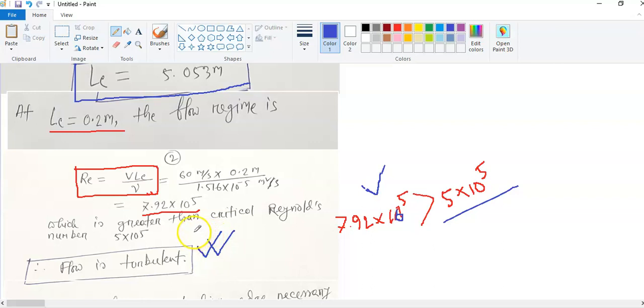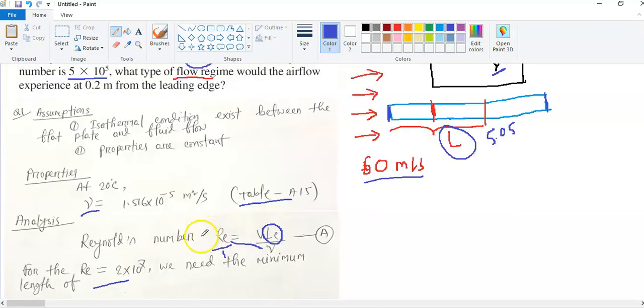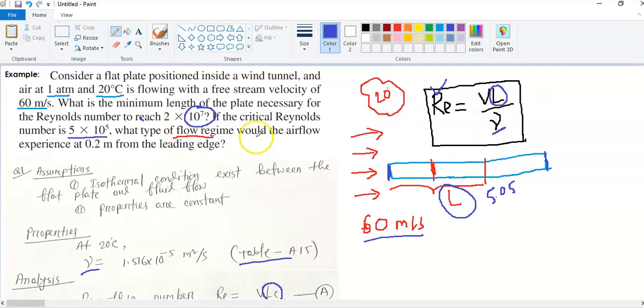So what we found: at this point, we thought the Reynolds number would be here, so we calculated that length. And now, from the leading edge at 0.2 meter, we found the flow is turbulent because the Reynolds number is greater than the critical Reynolds number. So that's actually the solution of this problem.